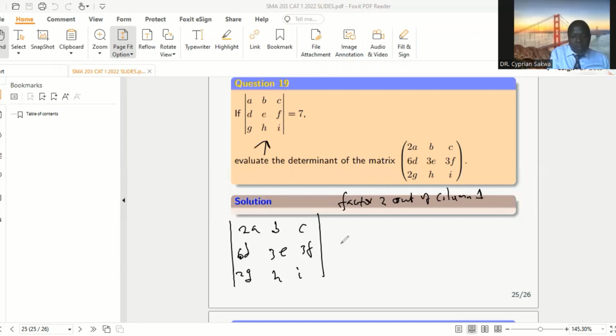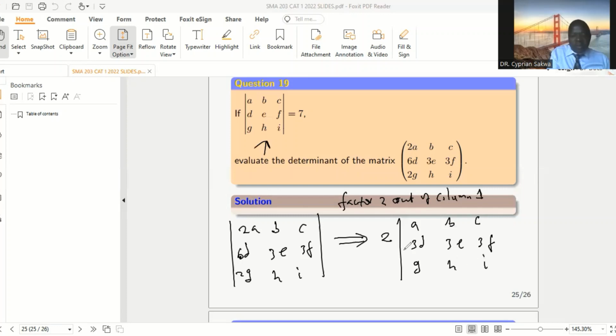So when you do that, I'm factoring 2 out. Column 1 becomes A, 3D, G. And this is B, C, 3E, 3F. This is H, I.